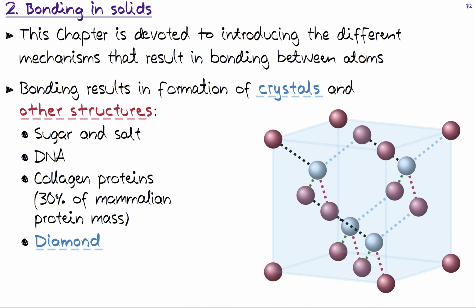But in practice, when we make, for example, a diamond structure, we have just carbon atoms. So we should replace those blue atoms with red spheres, and that's it. So these are the things that we will be covering. And we want to understand what are the forces, what are the governing principles that give rise to the formation of different substances.